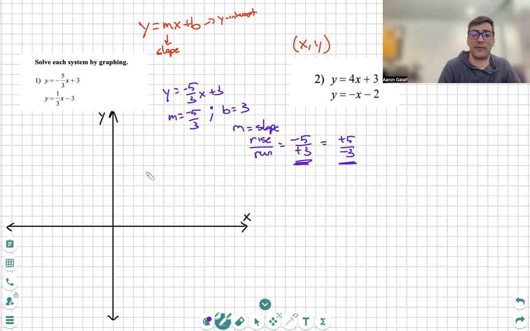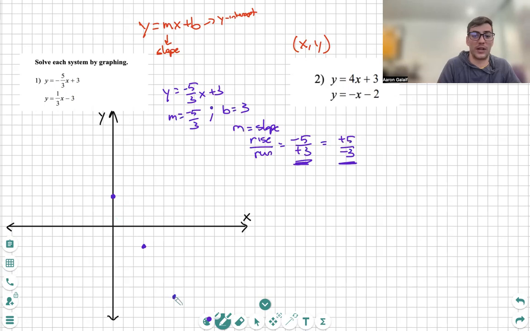So let's graph. We start by graphing the y-intercept, 1, 2, 3. Then we apply the slope, which is -5/3. So we're going to go down 1, 2, 3, 4, 5, and over 3. 1, 2, 3. We're going to do it again. 1, 2, 3, 4, 5.